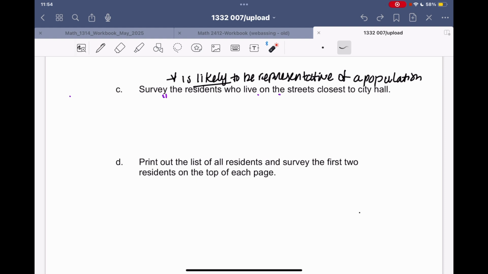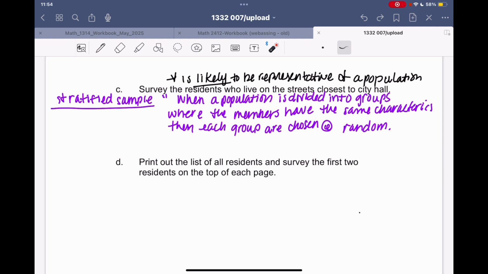Survey the residents who live on the street closest to City Hall. In this case, this is not going to work. We call this stratified sample. So the population is divided into smaller groups, and the members have characteristics. And then the groups are chosen at random. This is not going to work because this is not likely to be representative of a random sample.